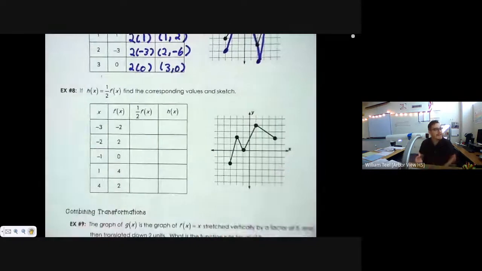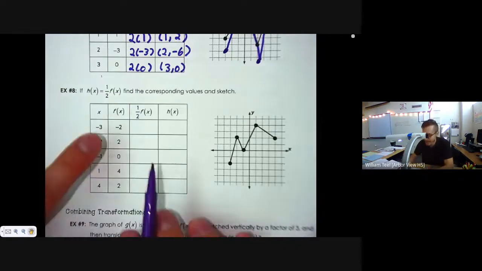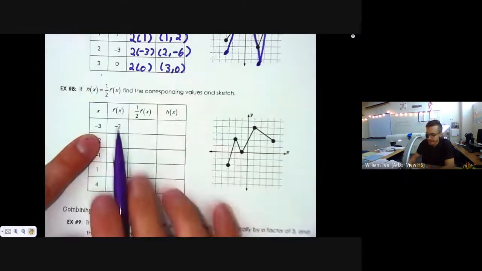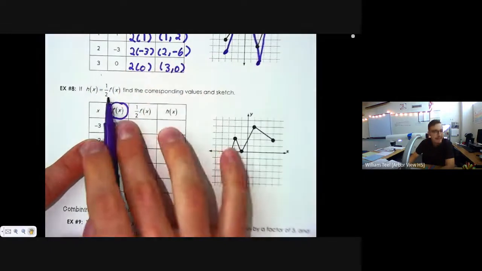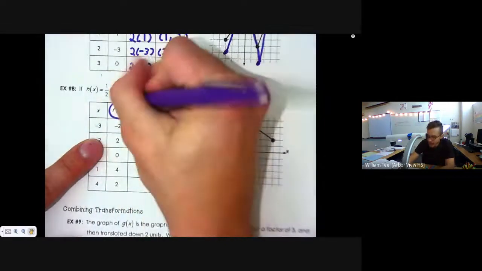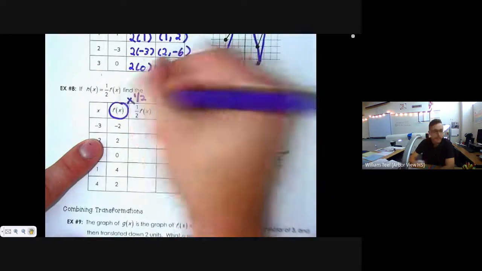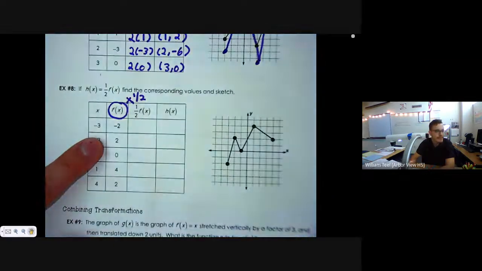All right. Example number 8. If h of x is equal to 1/2 of f of x, find the corresponding values in sketch. Let's go ahead and put these down. So once again, just like we did before, we are taking f of x, and now since we're taking half of f of x, we're going to multiply all f of x values by 1/2. Okay, so let's go ahead and look.